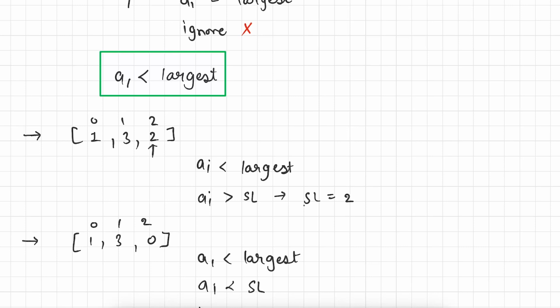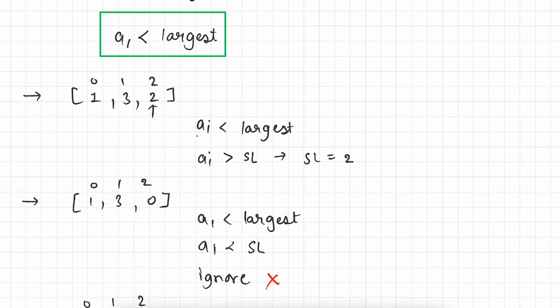We have to just simply update the second largest to this new element, because till here we knew that 1 is the second largest element, but now we encounter one new element that is less than the largest but greater than the second largest. So it means this number is going to be our second largest element. Okay, moving on to the next case.